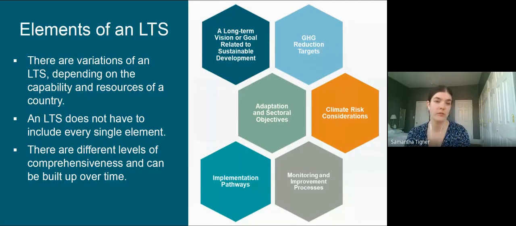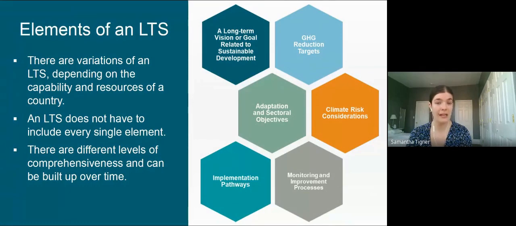So just to run through some of these elements again, first and foremost, a long-term vision or goal related to sustainable development. This is really the crux of what a long-term strategy is. It sets out that big picture of what it is that the country wants to do, where they see themselves going, and where they see themselves being in the next 30 years. It also lays out greenhouse gas reduction targets. So these build upon the specific determinations and objectives that you're setting out in your NDCs, but obviously, as we discussed, to a longer time scale to 2050.